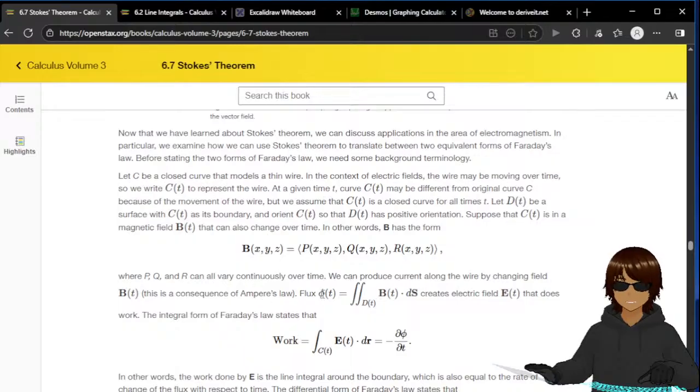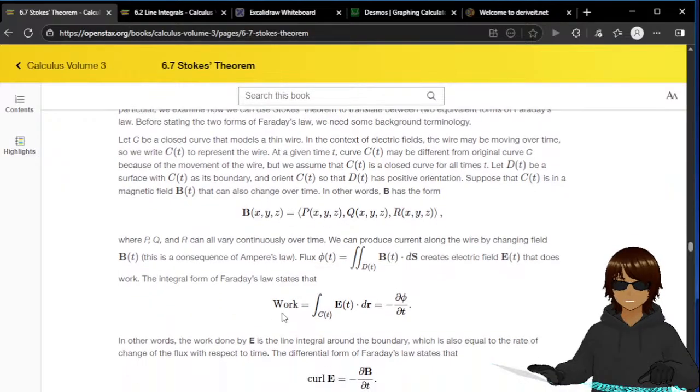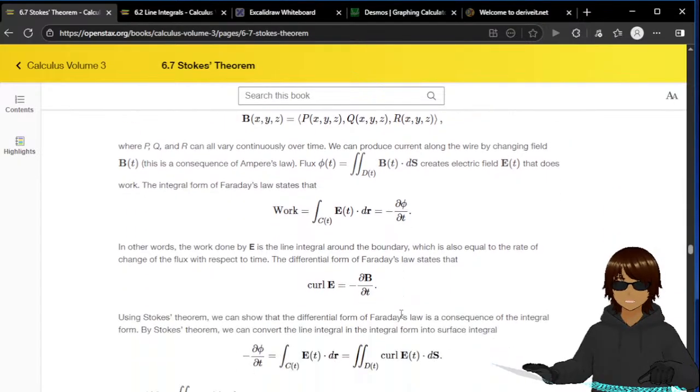Flux phi_t creates an electric field that does work. The integral form of Faraday's law states that work is equal to the line integral of E around the boundary, which is equal to minus the derivative of phi with respect to t. In other words, the work done by E is a line integral around the boundary, which is also equal to the rate of change of the flux with respect to time. The differential form of Faraday's law states that curl E is equal to minus the partial derivative of B with respect to t.